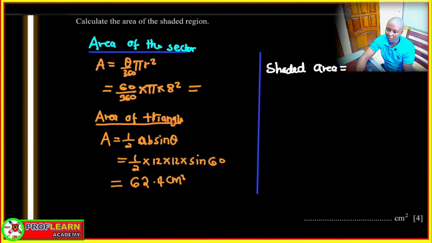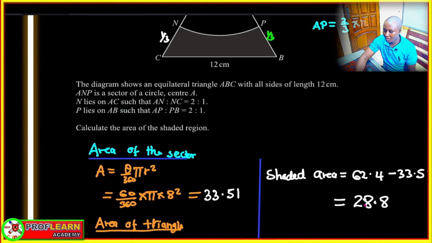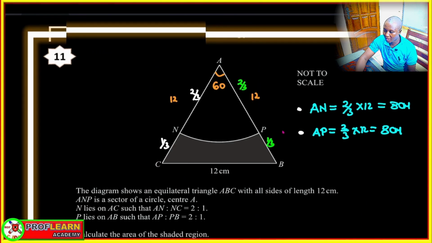And then for the area of a triangle, we're going to use a half AB sine theta, but A and B will be 12 since each side of the triangle was 12 centimeters, and the angle is 60. So if you work it out, we can get 33.51 for the sector and the area of the triangle 62.4. And now to work out the area of the shaded part, we shall subtract the two. So basically, that's what we are supposed to do in this particular question.